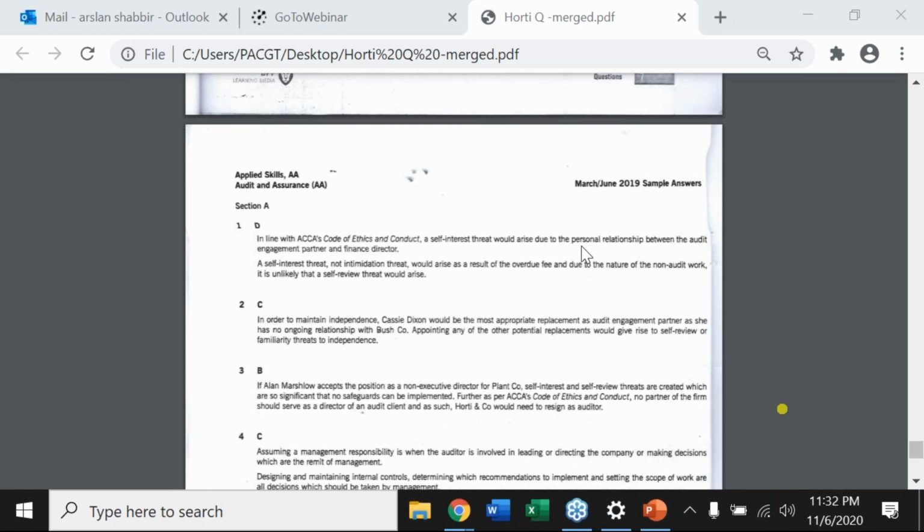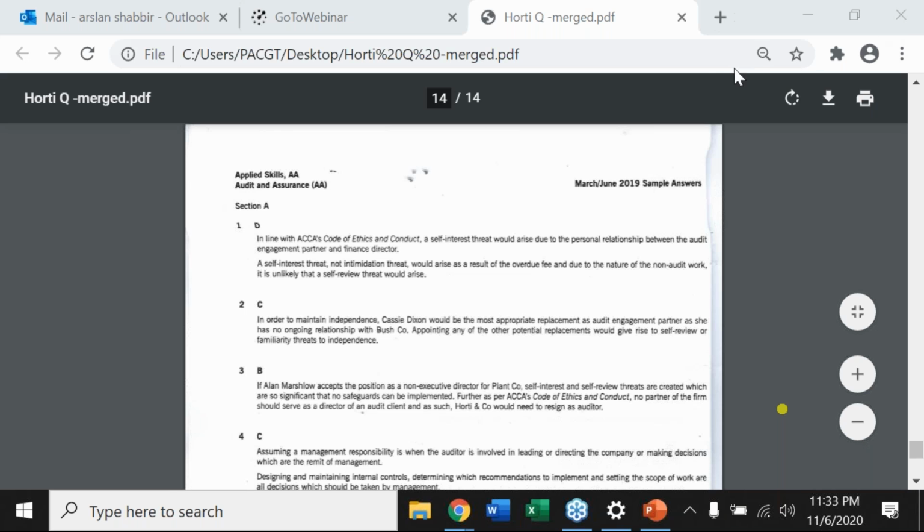So that's why I explained the familiarity threat and the self-interest threat. When you have personal relationships with the client, it comes under the self-interest threat because these are personal relations. Familiarity threat contains the extended professional relationship. Suppose you are doing the audit of a client for more than the last 10 years. So option D is right.